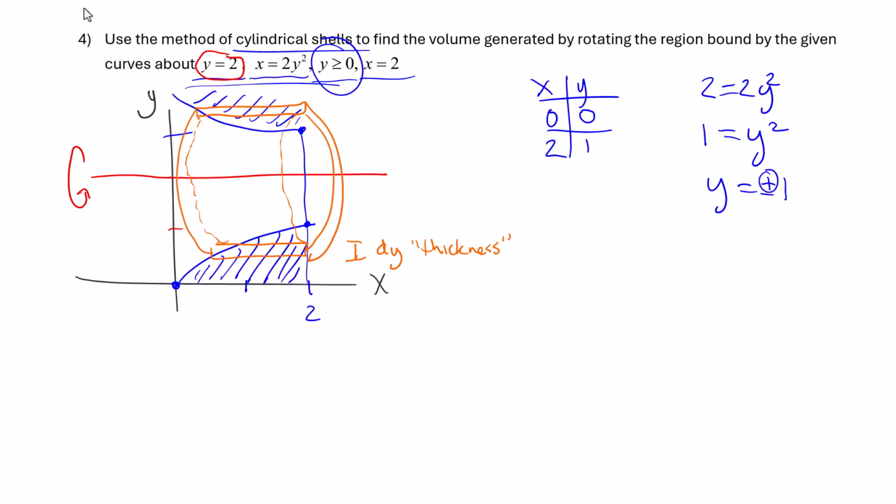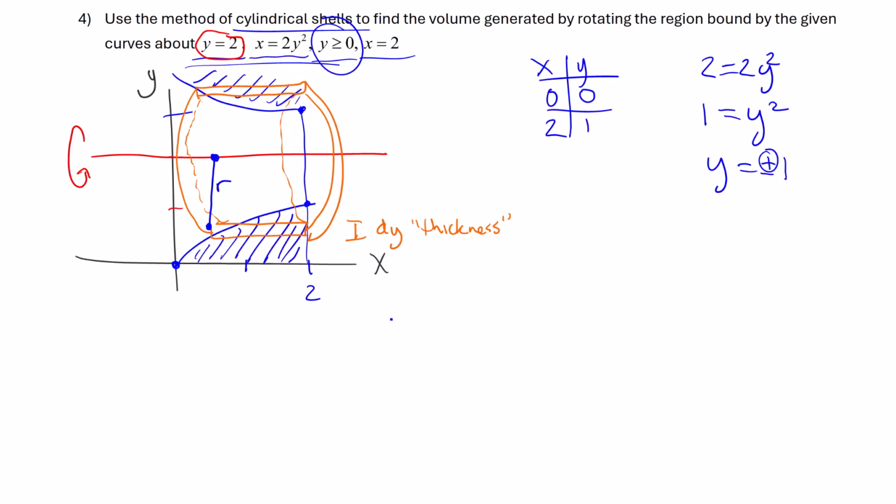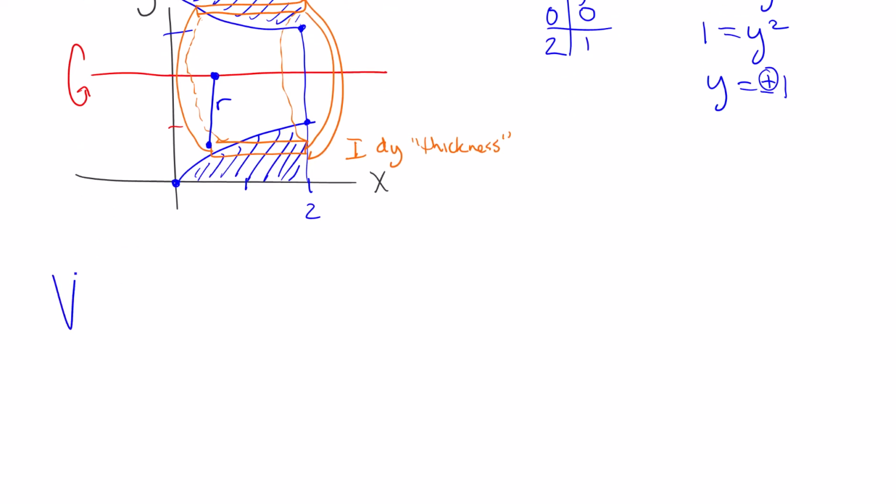Okay, so that means the radii of these shells, let's see, I'm going to draw one in. It would go from the line of rotation, which is this y equals 2 line. The radius would go all the way down to, it's an average radius, so somewhere in the middle of the thickness there. That would be our radius. Now that's a vertical value, so we'll keep that in mind when we start building our integral. And then the height, of course, of the cylinder is a horizontal value. That would be an x value.